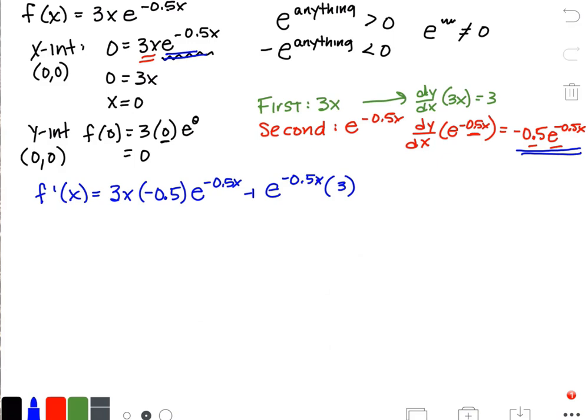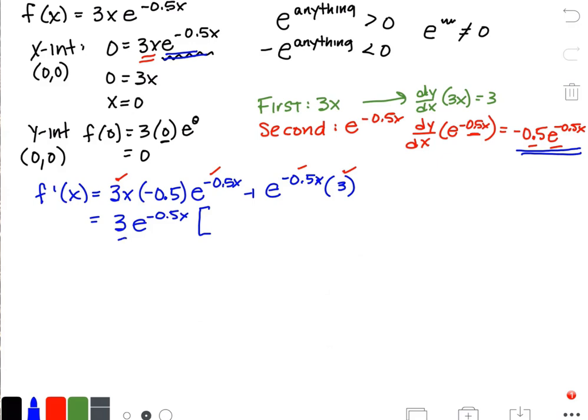So I want to identify what my greatest common factor is. Just look on the left of the plus sign, on the right of the plus sign, and find what they share in common. I notice that they share a 3 in common, and they share the e in common. So that means my greatest common factor is going to be the 3 and the e to the negative 0.5x. And behind that, I'm going to write down all of the other things, left of the plus sign and right of the plus sign.